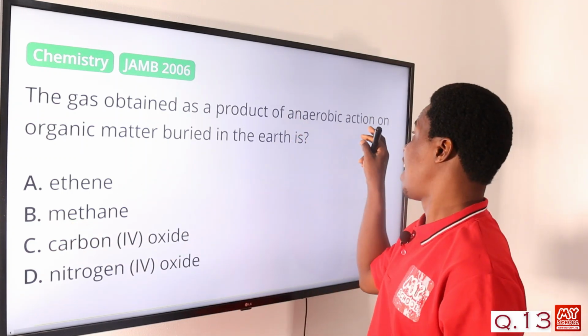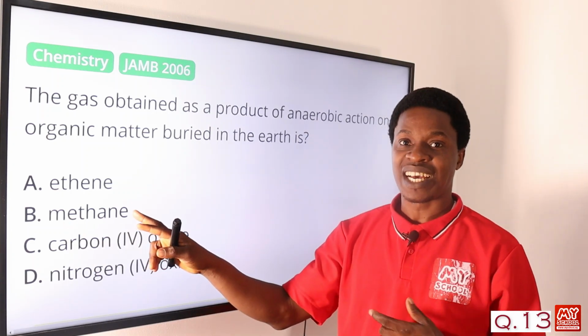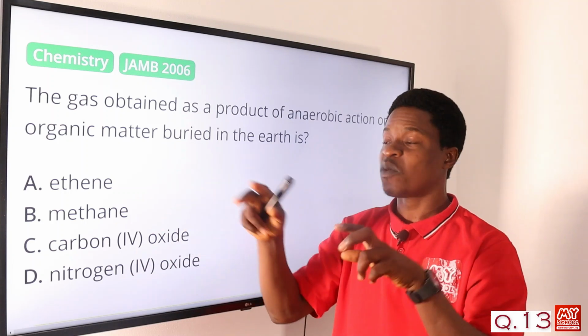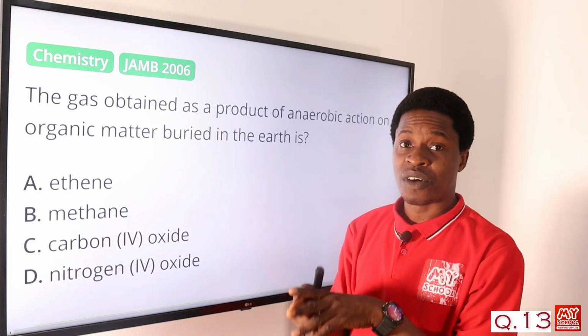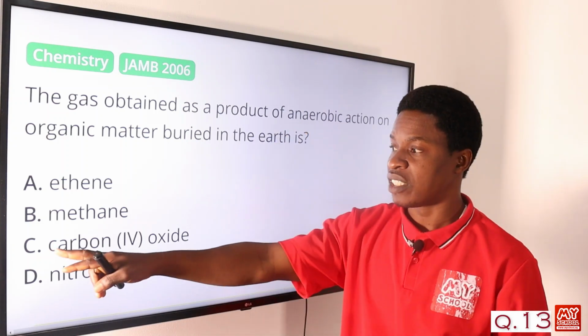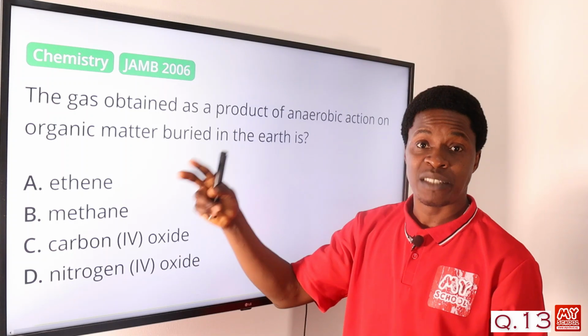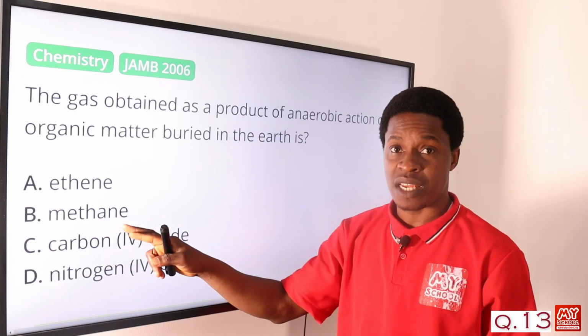We have methane from what? Don't forget, anaerobic action. Methane, which is CH4, is an alkane, which is a gas, of course, and it is the major gas that is present in biogas from this reaction. Option C says carbon dioxide. Yes, it's also one of them. Like I said, it's major, but the major is what? Is methane in the biogas.